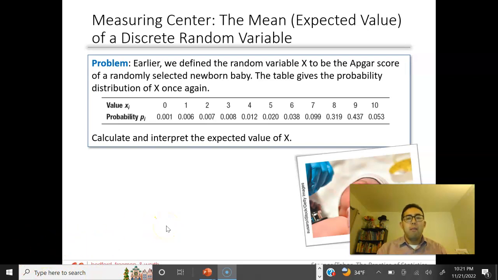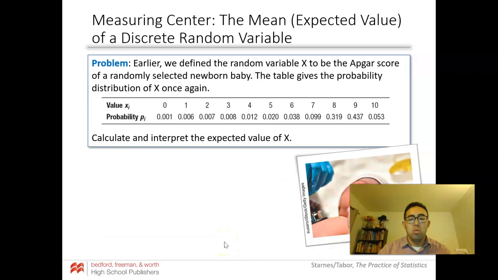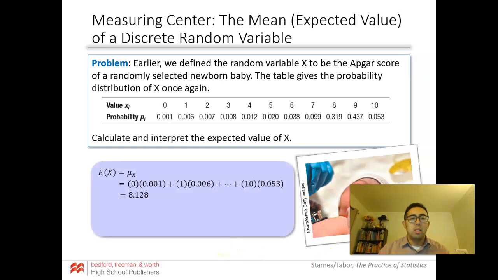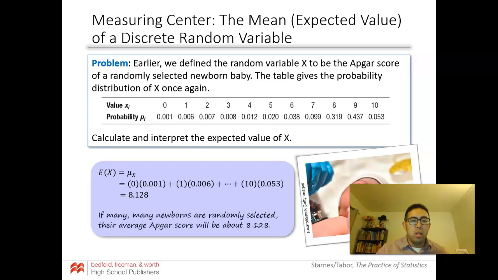Okay, hopefully you have an answer at this point. So hopefully you were able to get that the expected value was an APGAR score of 8.128. And what this means is if many, many, many newborns were randomly selected, the average score of all of them would be about 8.128.